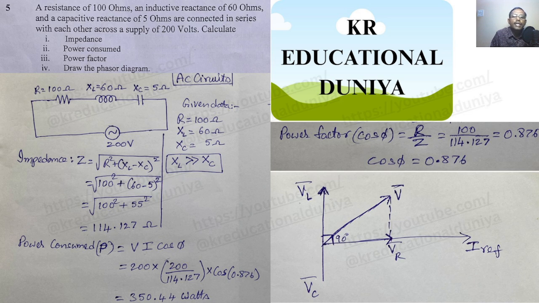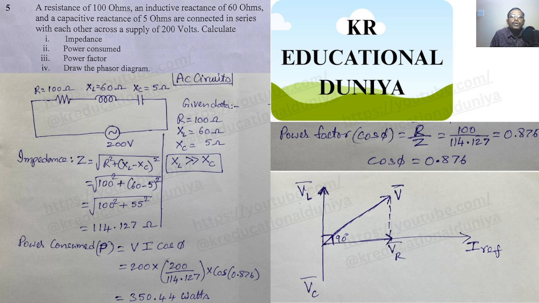So here the XL value is greater, so you have to put the formula root of R square plus XL minus XC, whole square. After doing that, you are going to get 114.127 ohms. After that, power consumed. They are asking for power consumed. The power consumed formula is P equals VI cos phi. The V value is 200, and you don't know the I value, so I equals V by Z. So you can put V, 200, by Z. The Z value you already found, that is 114.127, into cos phi.